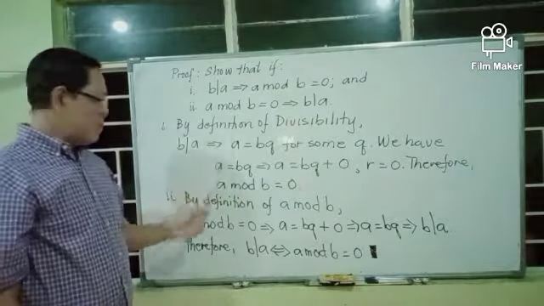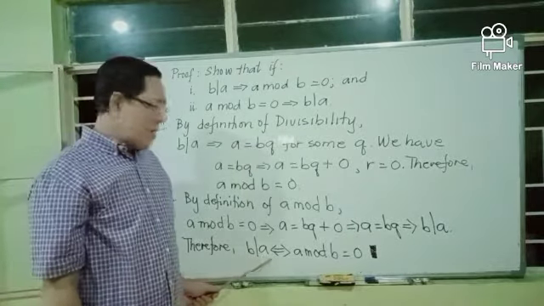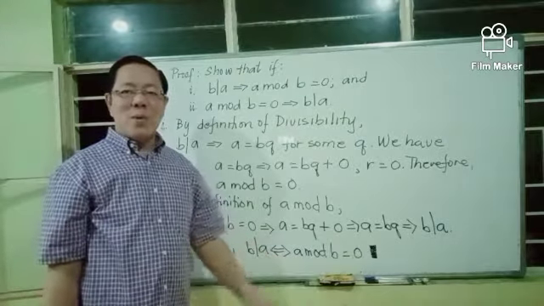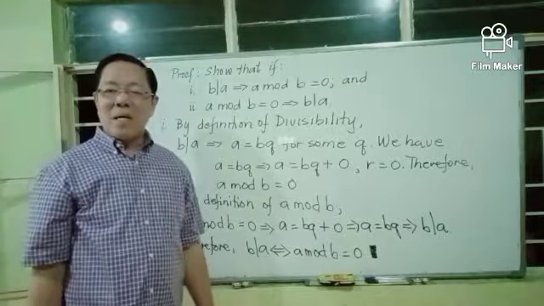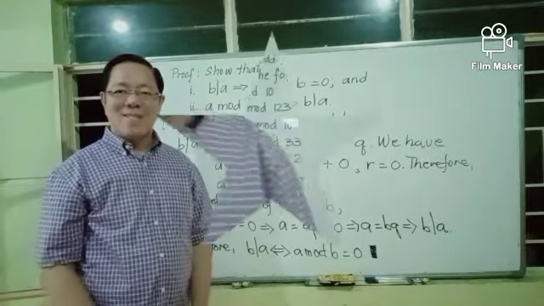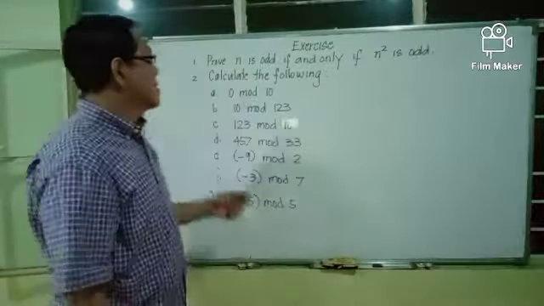Combining these two parts of the proof, we therefore conclude that B divides A if and only if A modulo B is equal to 0. And this completes the end of the proof for our last example. For your exercise, please try the following.